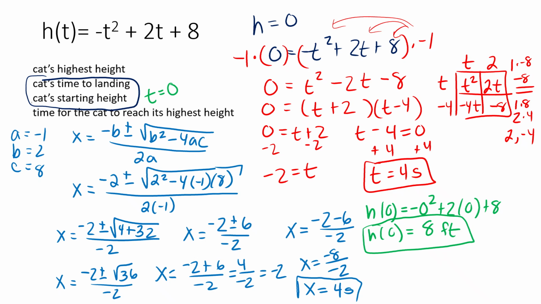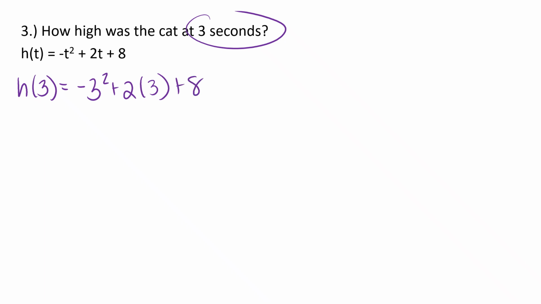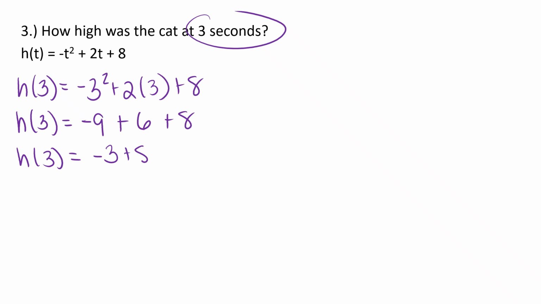Okay, last question is asking you to find the height at a particular time. So how high is this cat at 3 seconds? We're going to plug in the time of 3 seconds and essentially evaluate that. And again, you can use Desmos or a calculator to do this. -3 times 3 is -9. 2 times 3 is 6. And I'll go ahead and add from left to right. So this would be -3 plus 8, which is 5.